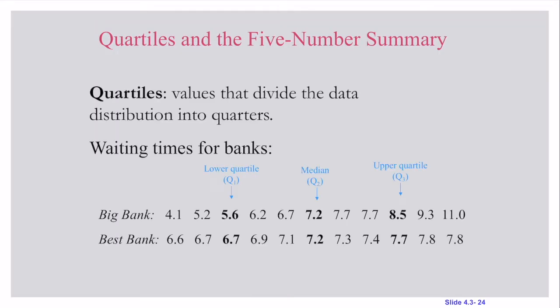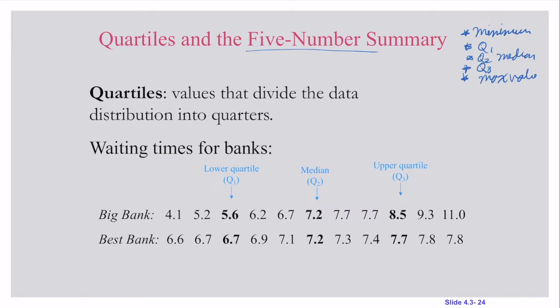So quartiles are part of the 5-number summary, which is something we use to make box plots. The 5-number summary contains the minimum value, the maximum value, Q1, Q2, which is the median, and Q3. So let's go ahead and take a look at some waiting times for banks.